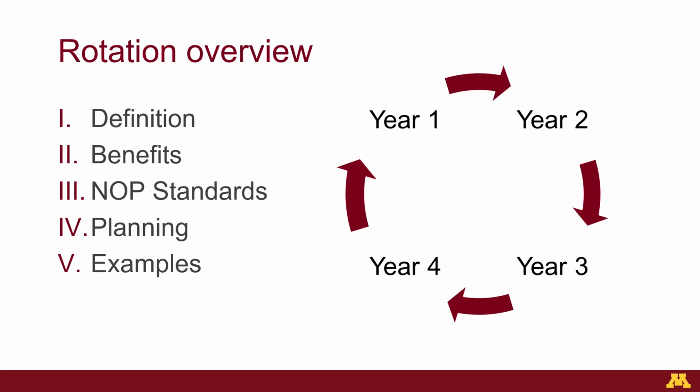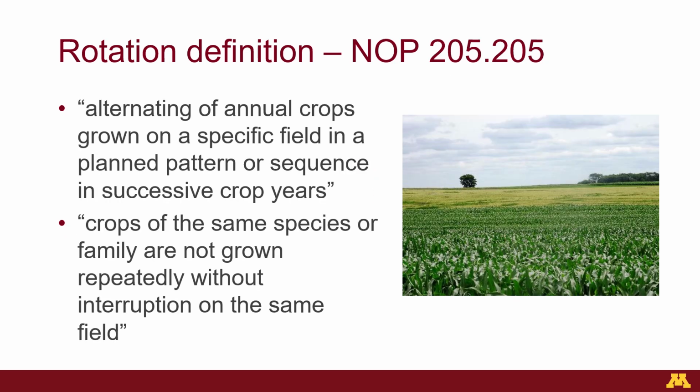On this slide, we show a graphic of a cycle labeled with years 1 through 4 to represent a 4-year rotation. As defined by the NOP, a rotation is the alternating of annual crops grown on a specific field in a planned pattern or sequence in successive crop years. This means that crops of the same species or family are not grown repeatedly without interruption on the same field.